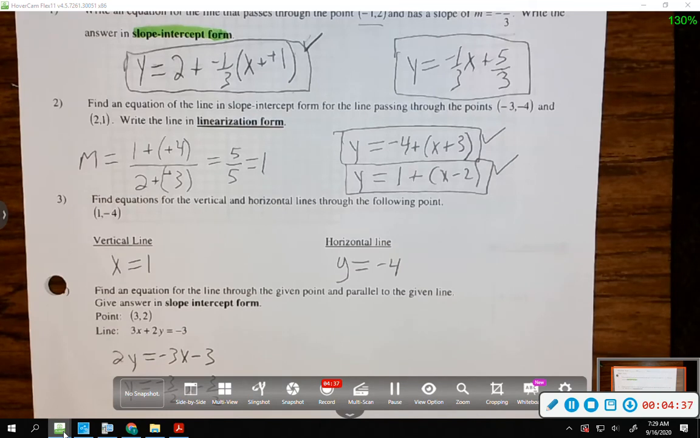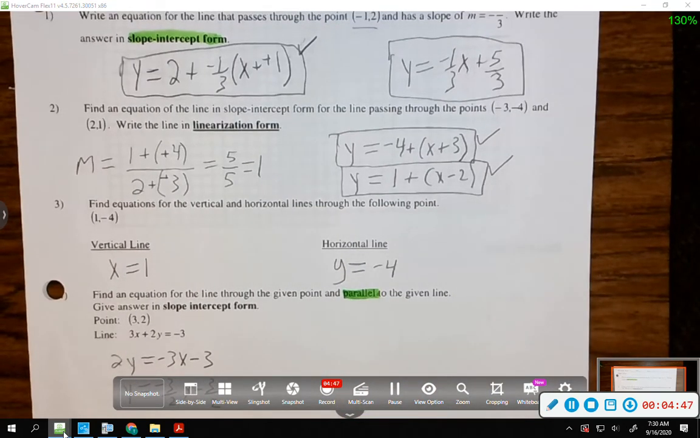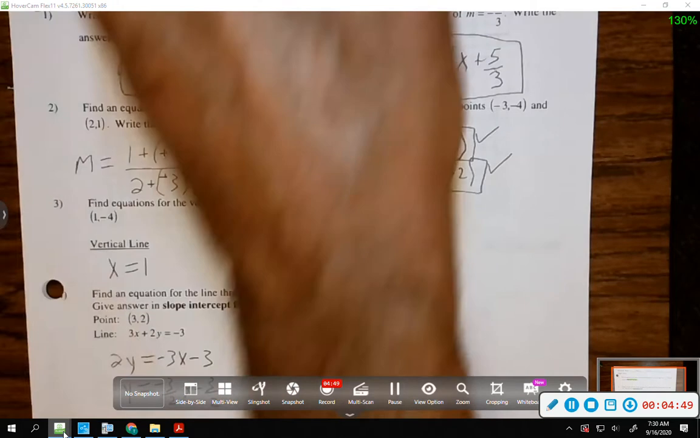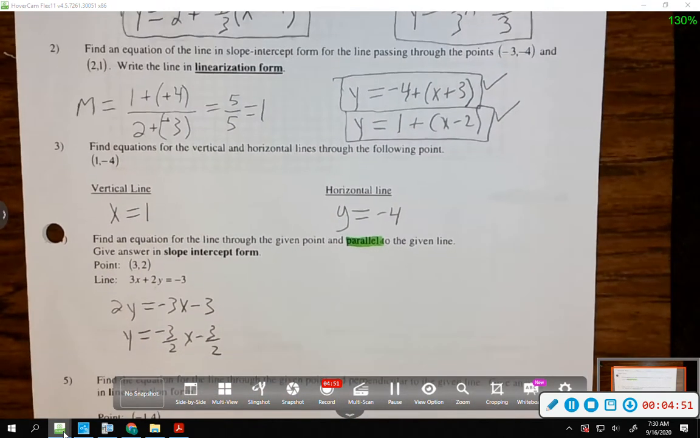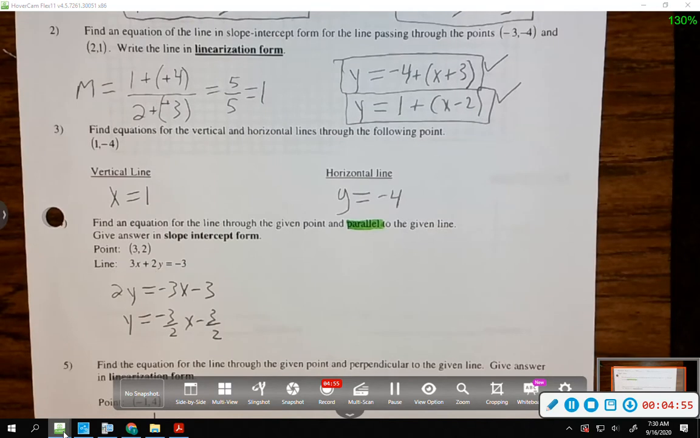Now, they want us to find the line that is parallel. So you have to read carefully. This one says parallel. I could just as easily ask for perpendicular. Okay? Well, let's do parallel. Remember, if a line is parallel to another line, it has the same slope. So I have this slope right here.